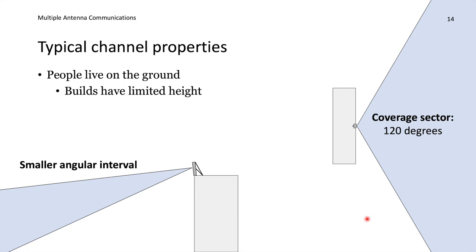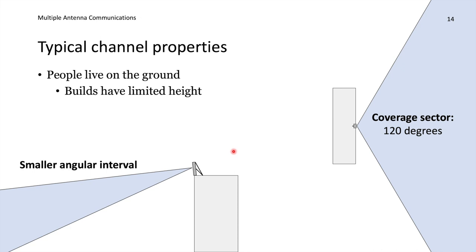Because the users are typically living on the ground, and the buildings that we have in our propagation environment typically have a limited height. And this is determining something about what kind of propagation channel we should expect to exist in reality. So if you put up a base station at the top of a building, it's typically meant for providing coverage to users on the horizontal plane, on the ground, in a sector of 120 degrees. And users can be distributed over this angular interval in any way. Users will be down on the ground somewhere over there.